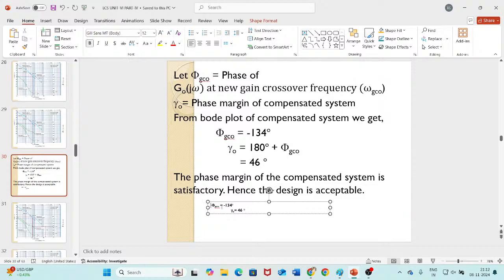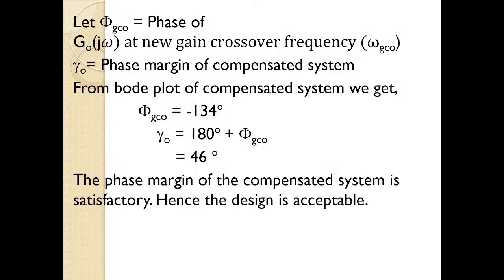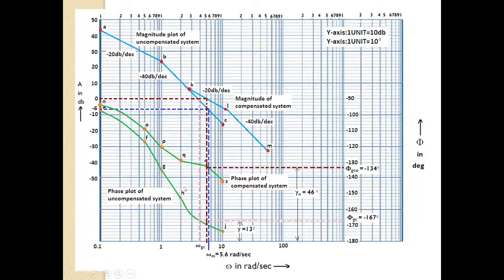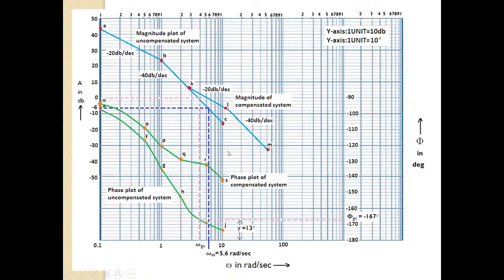So 180 plus phi GC naught, and phi GC naught is minus 134 degrees. So 180 minus 134, I have got 46 degrees. So in our question, what did they ask? They have told us that phase margin should be greater than or equal to 45 degrees. So how much phase margin did we get? We have got 46 degrees.